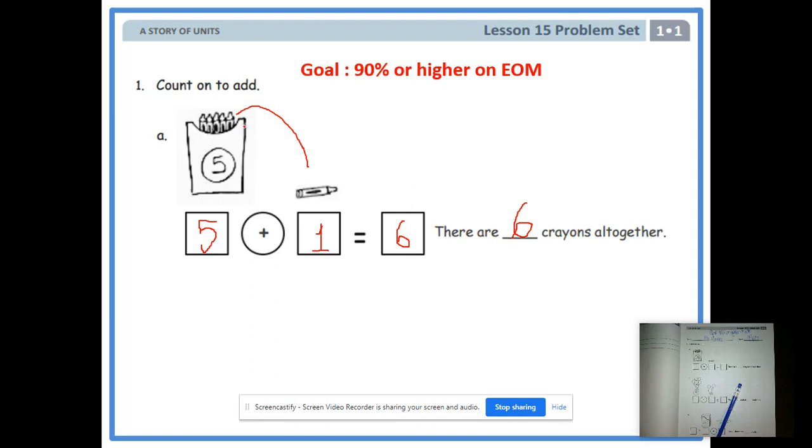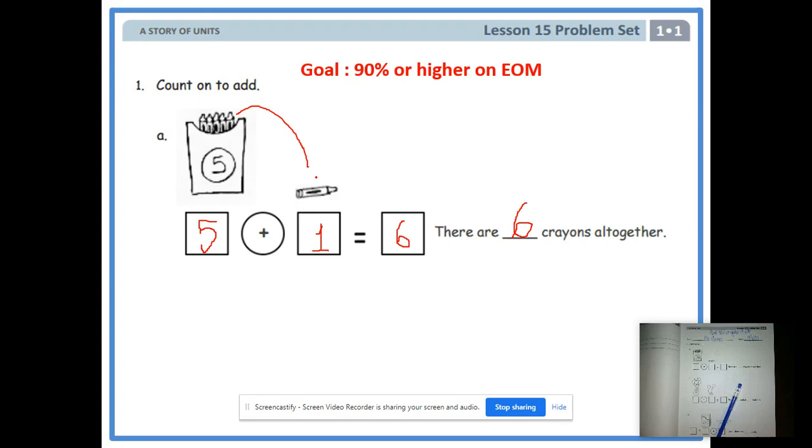And you can choose to use your thinking skills. You could count on using the pictures just like I did, 5, 6. Or you can draw a dot even. You would draw 1 dot for this because this is just 1 crayon outside the box. Choose the best strategy and count on so you can find your answer.